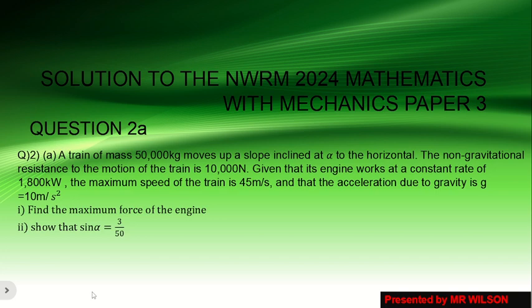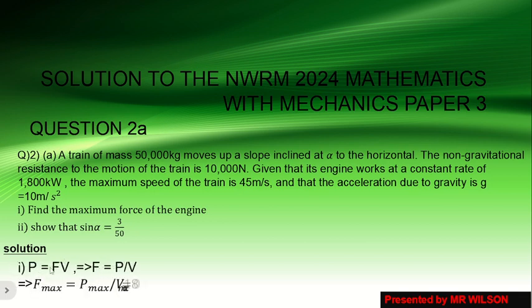Okay, so let's get started with the solution of the first part. That is part 1. So what do we know? We know that from P equals FV, that is power equals force times velocity, we have force equals P divided by V, that is the power divided by the velocity. Now we are asked to find the maximum force. So what will you say? We say F max will be equal to what? Maximum power divided by the maximum velocity.